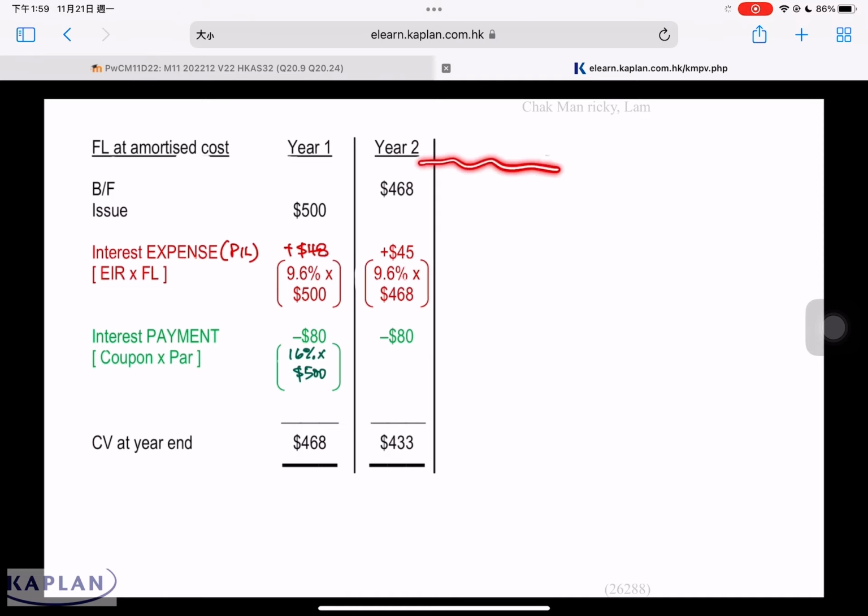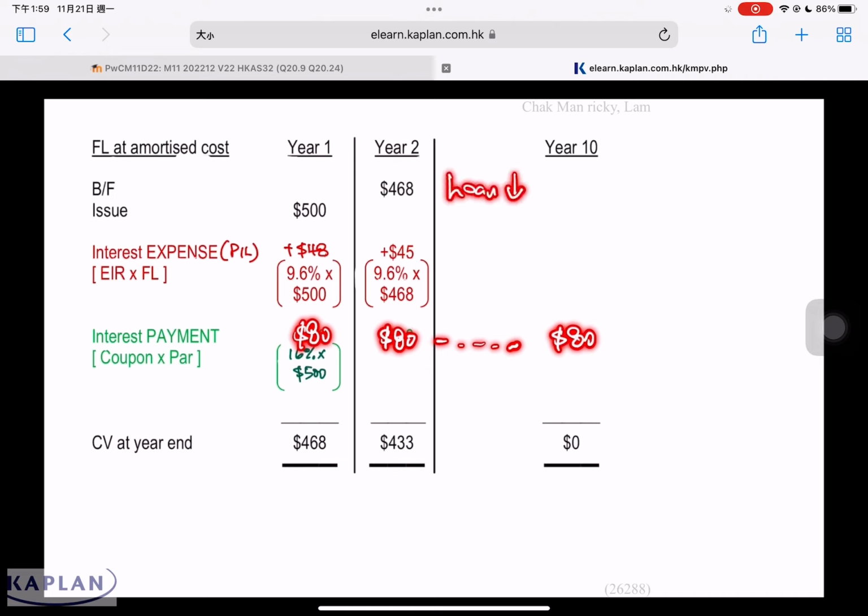If you continue this for another 7 more years, when you come to year 10, this amount will become 0. Every year paying 80. The $80 we are paying every year, we are not just paying for interest. We are paying for the interest, we're also paying for the loan. The loan will pay down over the 10 years. When you come to year 10, this will become 0.